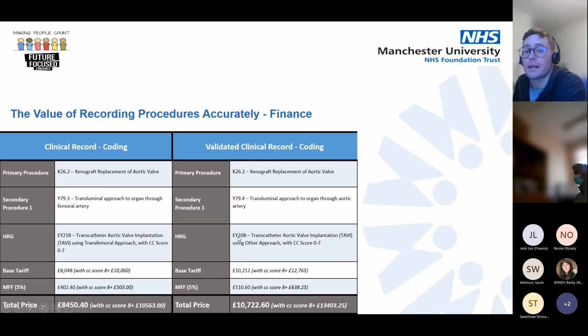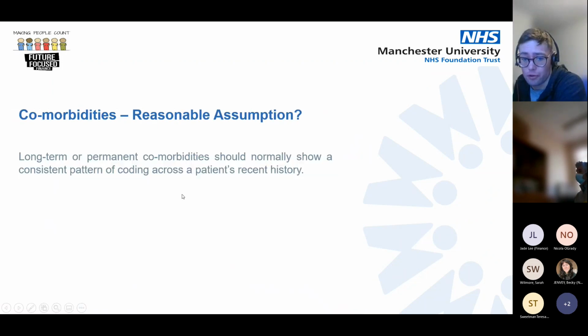However, there's an alternate HRG which is very close to it, which also covers a TAVI procedure, EY220B. Same CC score parameters, so there's two tiers, a 0 to 7 CC and an 8 plus CC, but actually there's a £2,000 difference across the board. The only difference in the coding is this fourth character here on the secondary procedure.